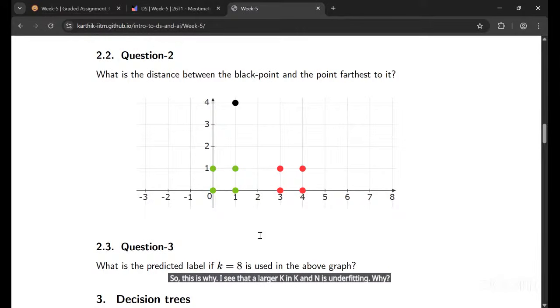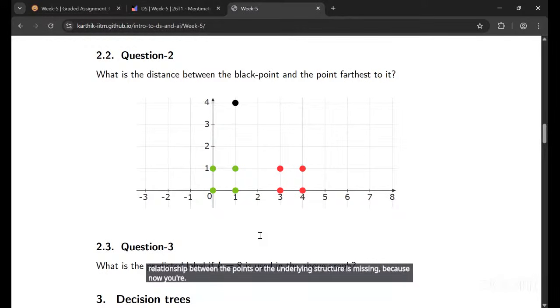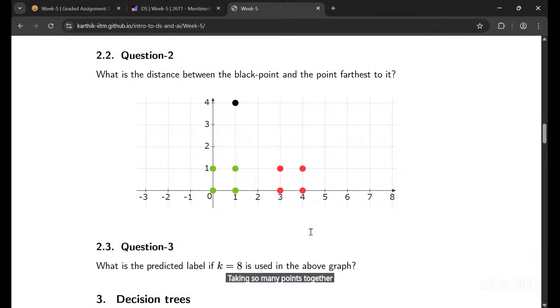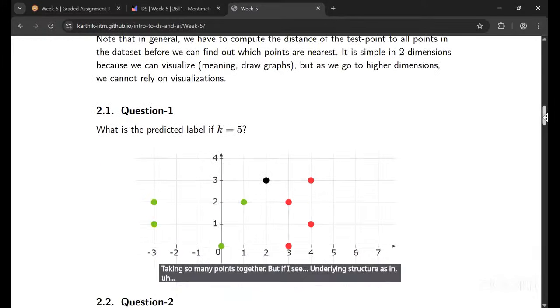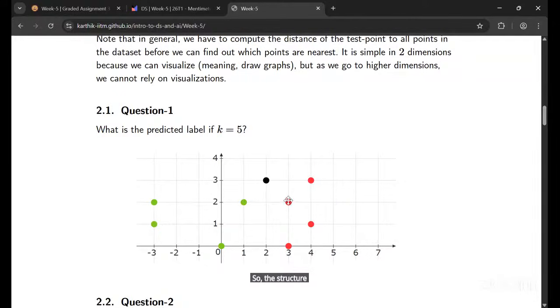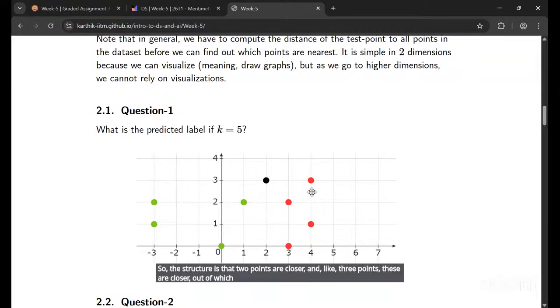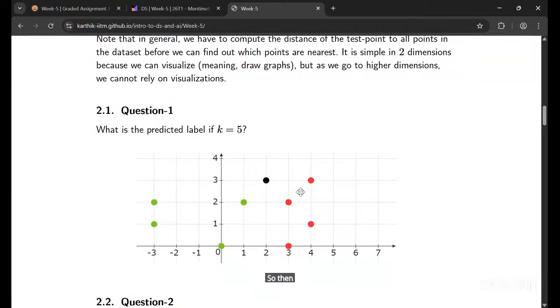Why? Because you're taking so many points into consideration that the underlying relationship between the points, the underlying structure, is missing. Ma'am, what do you mean by the underlying structure? See here, if I am saying take K as 3, the structure is that 3 points are closer, out of which two are red and one is green. So then you assign the label as red.